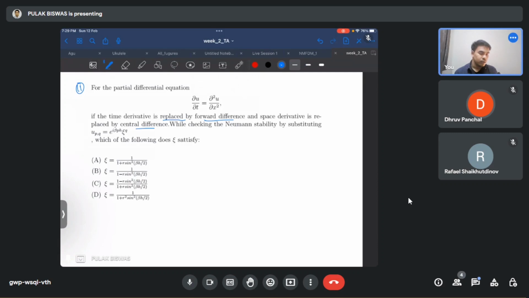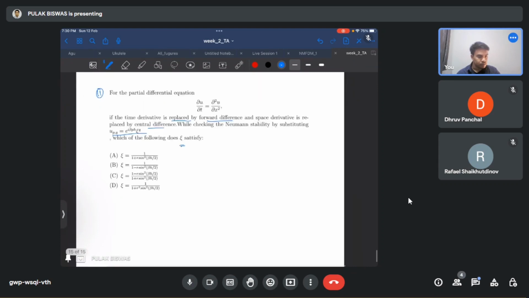Okay, so again you can do this. You have to insert the value. First you have to determine the scheme: forward difference for time, central difference for the space derivative. Then in that scheme you have to put the values, and from that expression you can find the value of xi. So you can again solve this one.